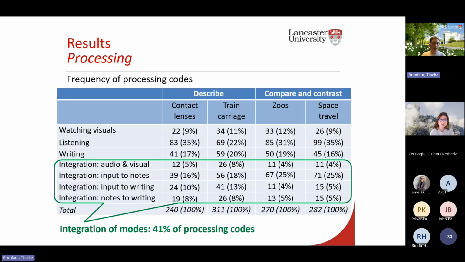So what did that tell us? First of all, in terms of the kinds of codes we had in the data set, there's lots of numbers here, but essentially what I want to just share with you is this, that 41% of our processing codes were about integration processes, where they were integrating different modalities. So that was a first positive finding that, yes, this was not independent tasks, but there was a lot of integration going on during the processing.